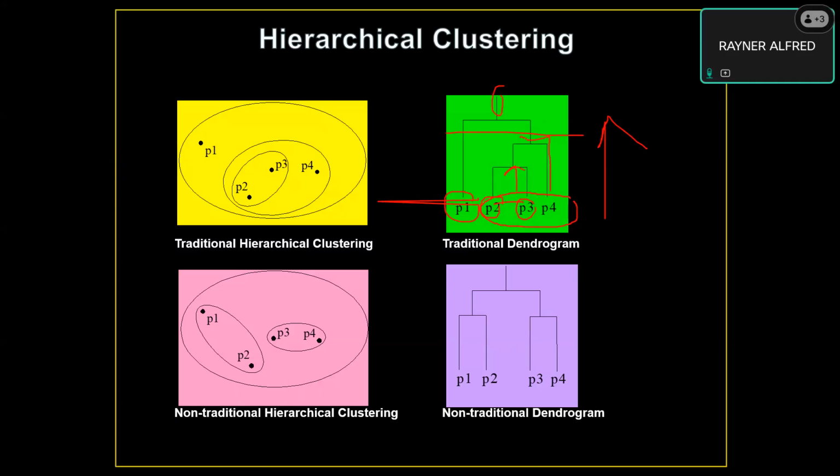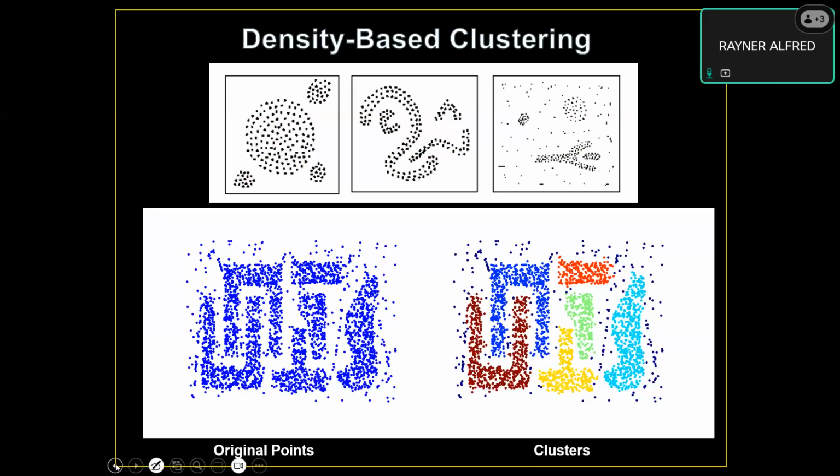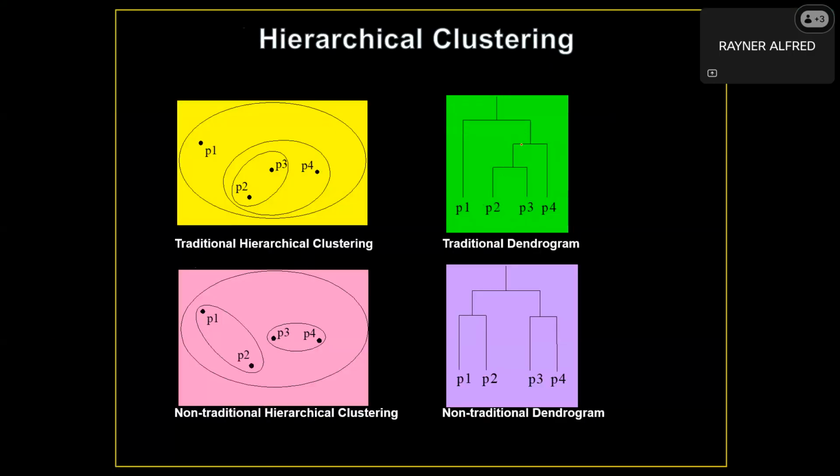Similar to this, if you want to measure the quality of having 2 clusters or 3 clusters, we can use DBI also. Okay. Any question?